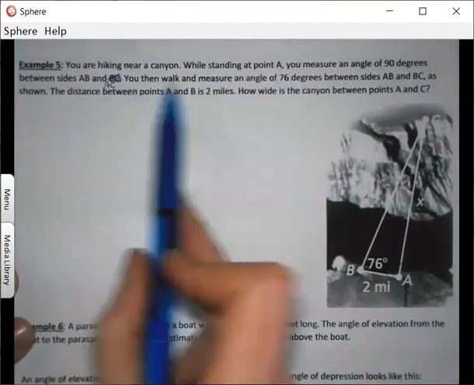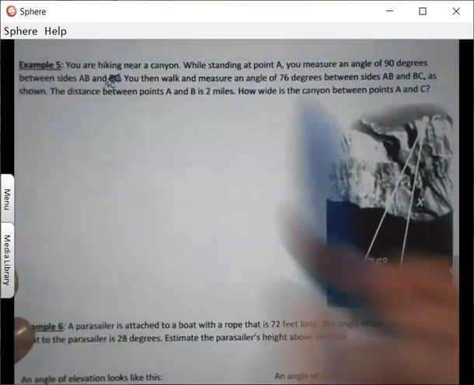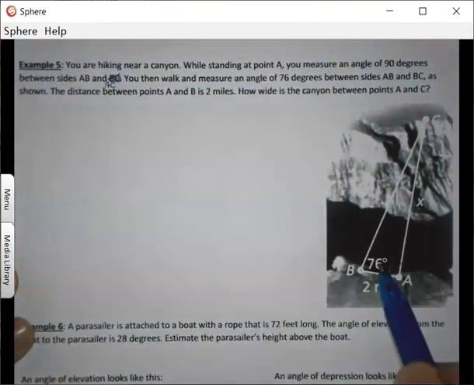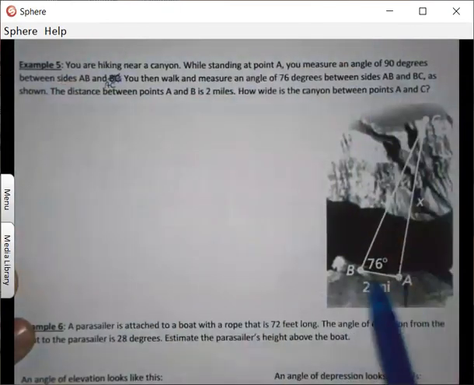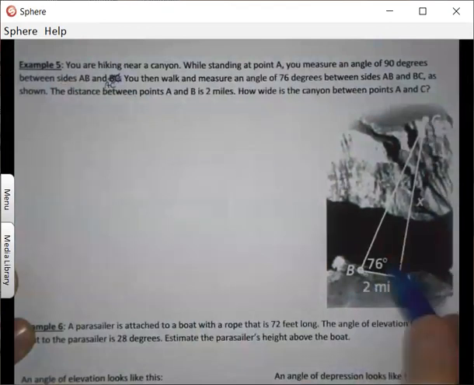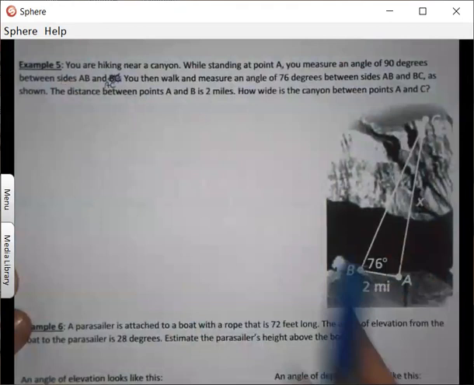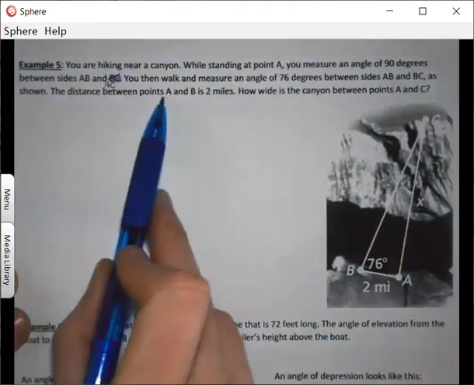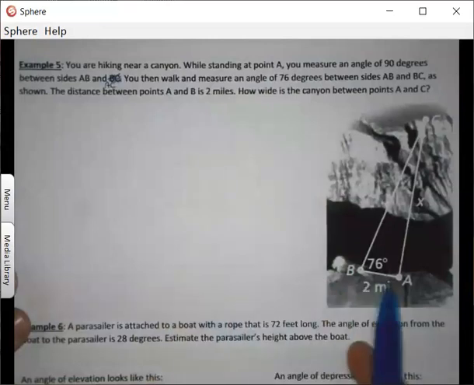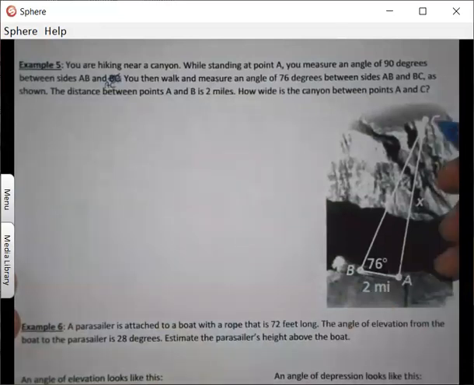So you then walk and measure an angle of 76 degrees between sides AB and BC. So that one's good. As the picture is shown, the distance between points A and B is 2 miles. So that's the length we walked. We want to know how wide the canyon is between points A and C. So basically we want to find x.